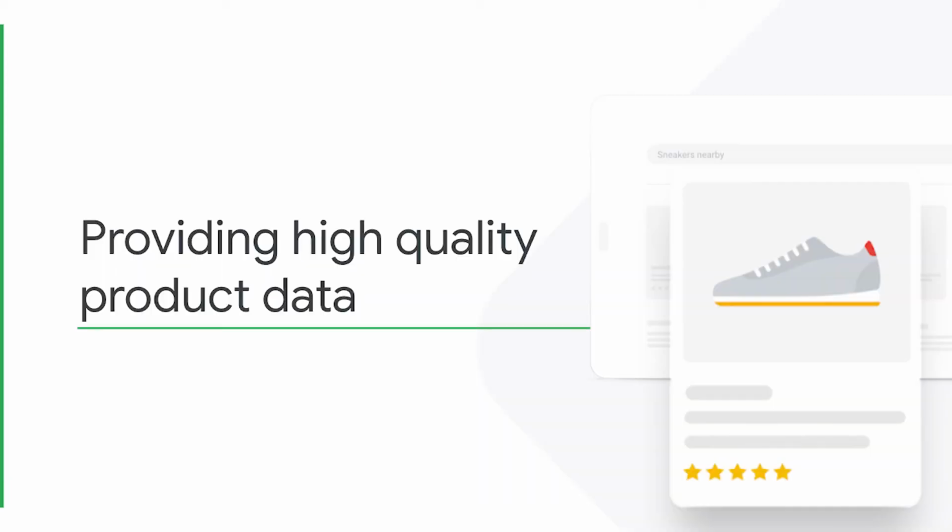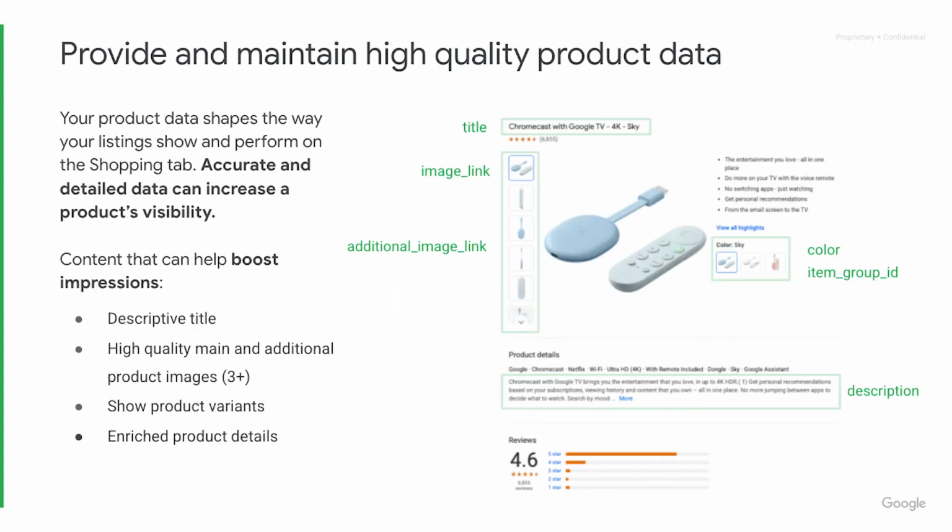To make your listings as successful as possible, you need to provide and maintain high-quality product data. Your product data shapes the way that your listings show and perform on the Shopping tab. Accurate and detailed data can increase a product's visibility. Content that can help boost impressions includes a descriptive title and high-quality main and additional product images, which in this case we recommend having at least 3 additional images, and you can use the additional image attribute for this.